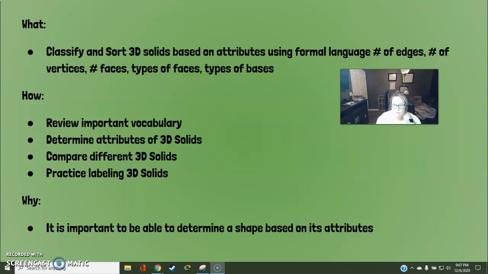So let's review what we talked about today. Today we talked about classifying and sorting 3D solids based on their attributes. We reviewed important vocabulary, we determined the attributes for 3D solids, we compared different 3D solids, and we practiced labeling 3D solids. And we did it because it's important to be able to determine a shape based on its attributes.